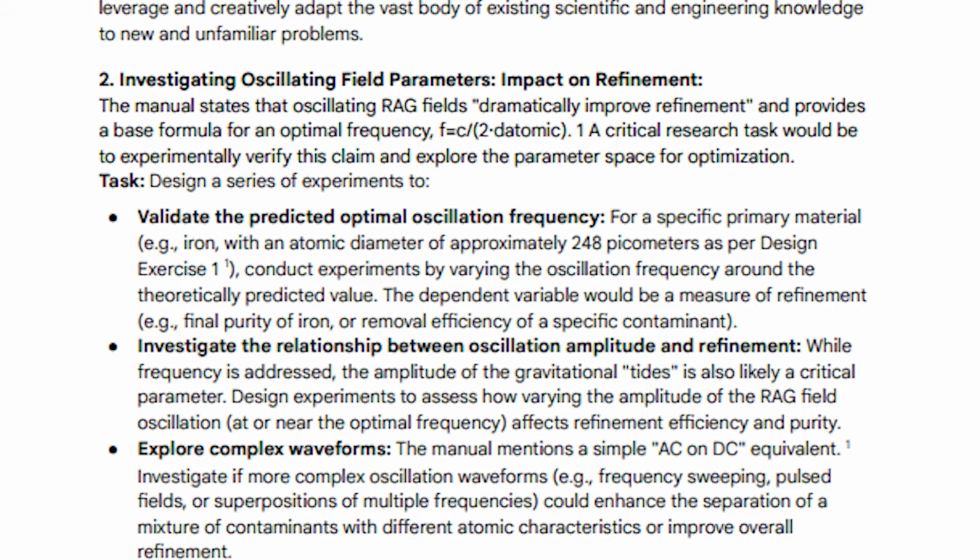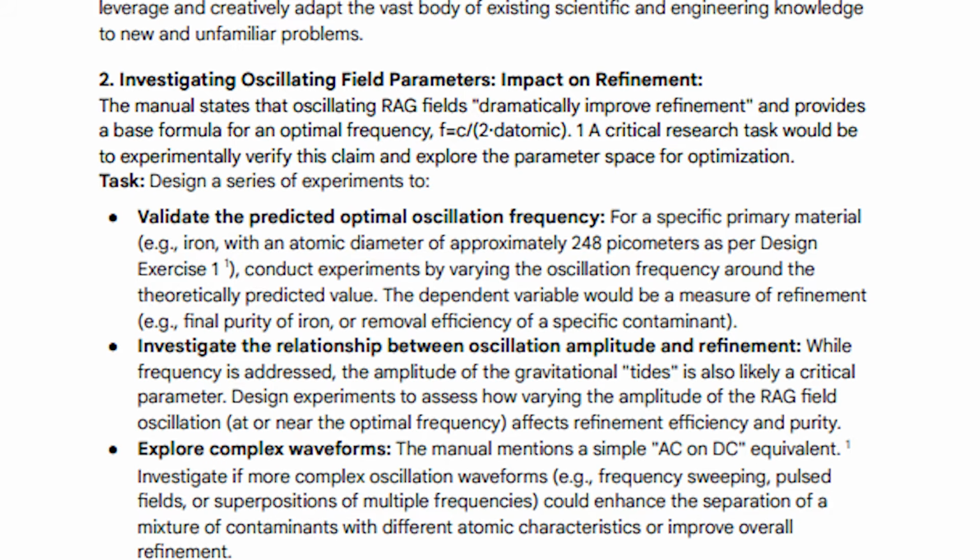Task: design a series of experiments to validate the predicted optimal oscillation frequency. For a specific primary material, e.g., iron, with an atomic diameter of approximately 248 picometers as per design exercise 1, conduct experiments by varying the oscillation frequency around the theoretically predicted value. The dependent variable would be a measure of refinement, e.g., final purity of iron, or removal efficiency of a specific contaminant.